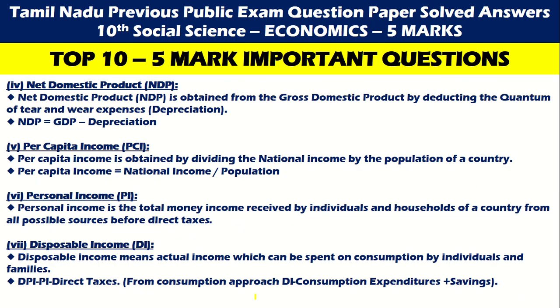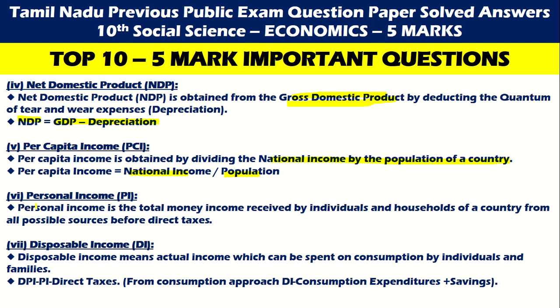Next one is net domestic product, NDP. Net domestic product is obtained from the gross domestic product by deducting the quantum of wear and tear of expenses, depreciation. NDP is equal to GDP minus depreciation. Per capita income. Per capita income is obtained by dividing the national income by the population of the country. That is, national income by population.